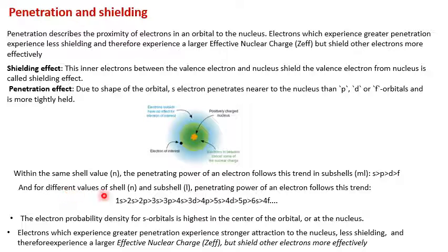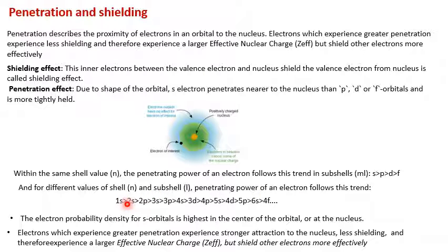And for different values of n and l, the penetrating power of the electron follows this trend: 1s, 2s, 2p, 3s, 3p, 4s, 3d. If you look at this sequence of penetrating power with different values of n and l, you will see that it is exactly similar to the sequence I showed in the last slide, where we can fill the electrons in the orbitals. This sequence comes from the energy levels: 1s, 2s, 2p have the lowest energy, and moving gradually to the right the energy increases. So the electron will first occupy the lowest energy level, then automatically the higher energy levels. So this is the sequence.